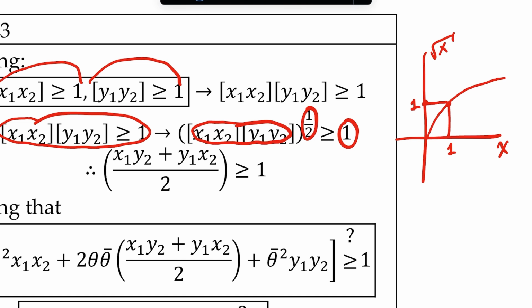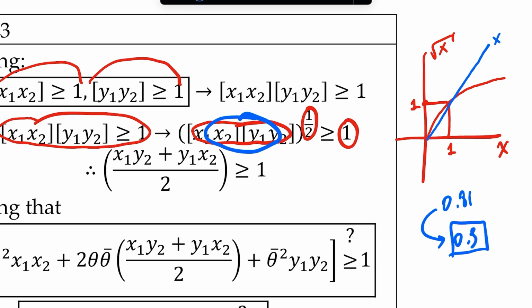The square root is such an interesting function. Let me try to plot it. This is the x function. If this term was something, I don't know, 0.8, or let's call it 0.81, and when we take the square root of it, what would I get? I would get 0.9. But wait a sec, this one is greater than that term. So this is exactly what's going on here.